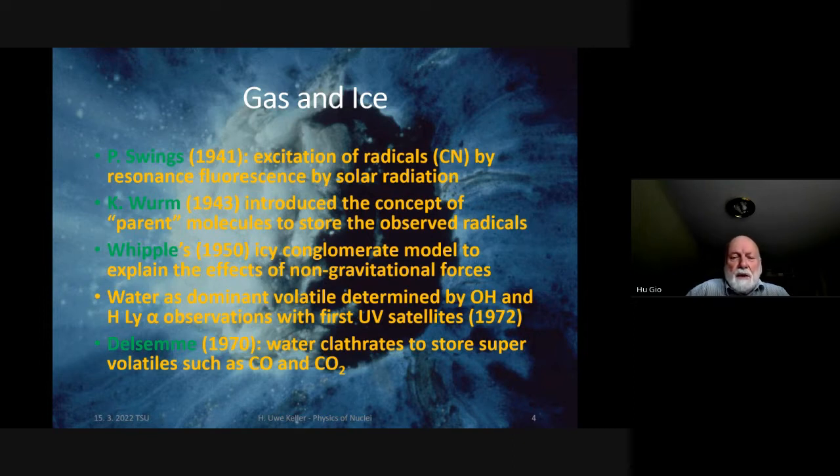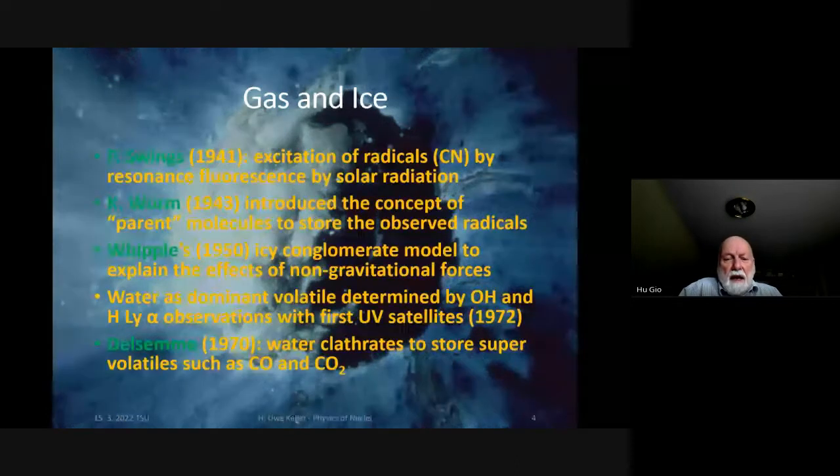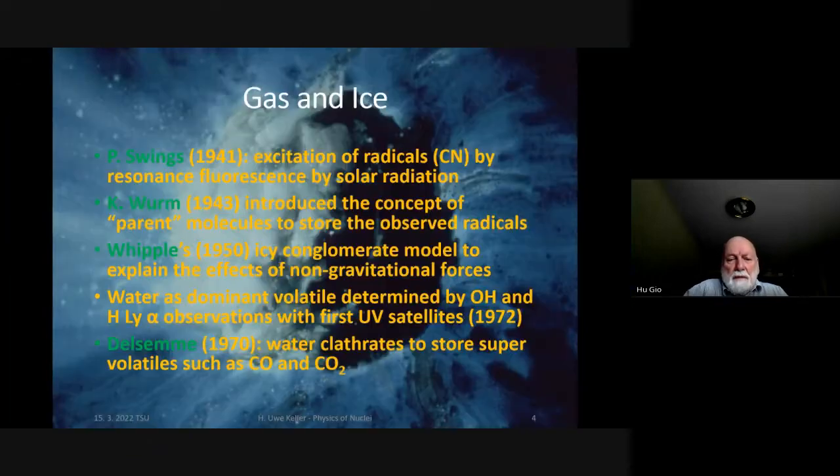For example, CN is stored as HCN and only dissociates once it's freed from the central body, from the nucleus. Whipple introduced his famous icy conglomerate model to explain the effects of non-gravitational forces found in comets. The model is dominated by ices, and for various ices, a conglomerate, as the model says. And in the 70s, the first UV observations from satellites were possible.